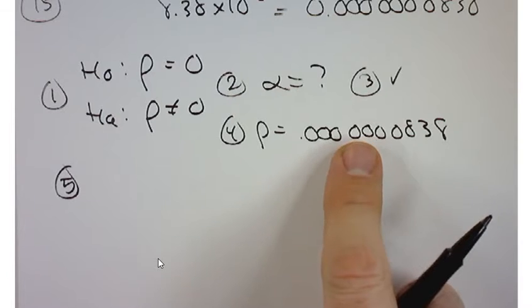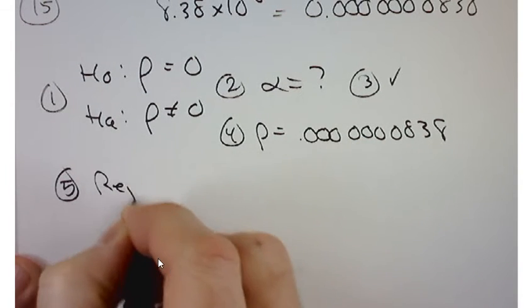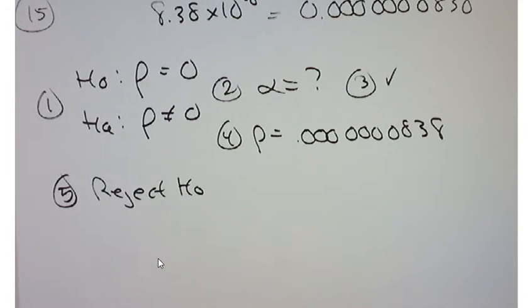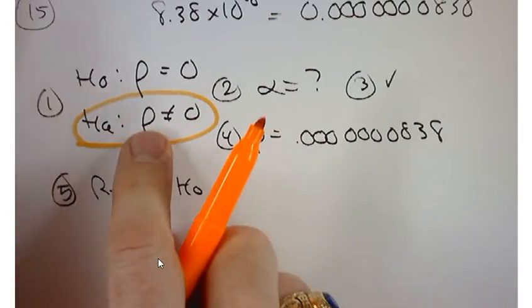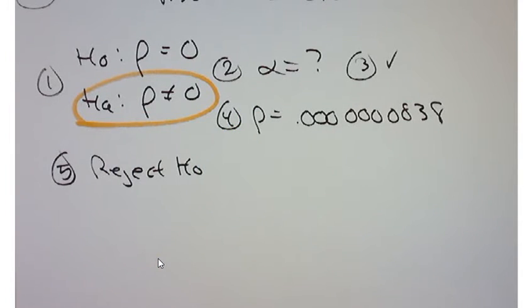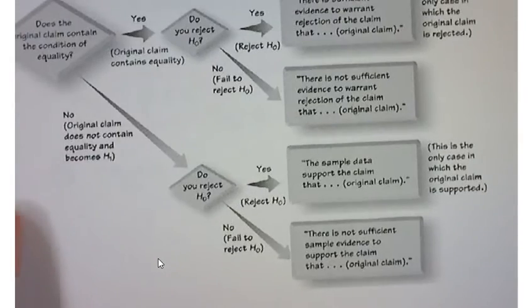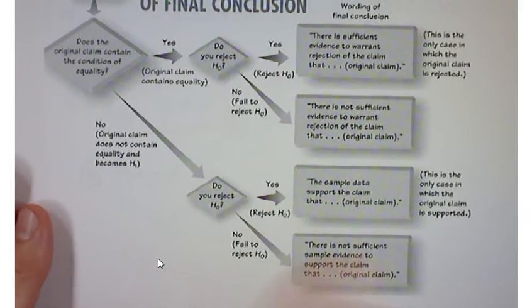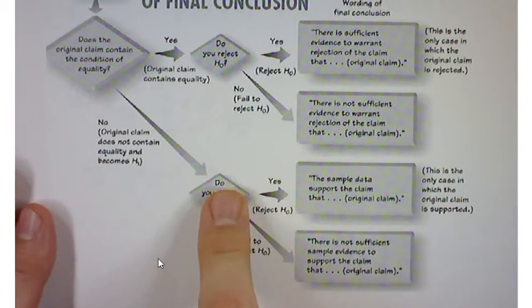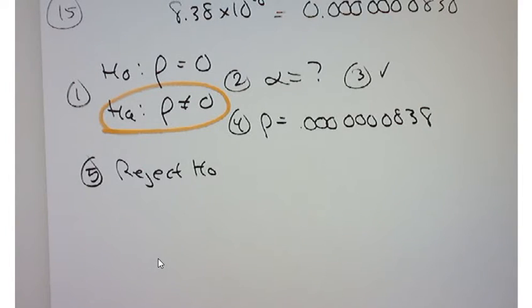You're not going to get that by accident. So reject H0. Now our original claim, kind of like the last one, testing if there is a linear relationship, is this one. So we can kind of follow the same path here that we did with the previous one in writing our conclusion. Does the original claim contain the condition of equality? No. Did we reject? Yes. So we're here. Let's just state our conclusion in words.